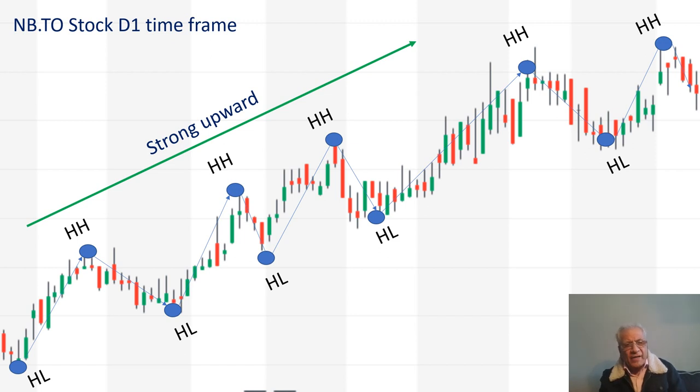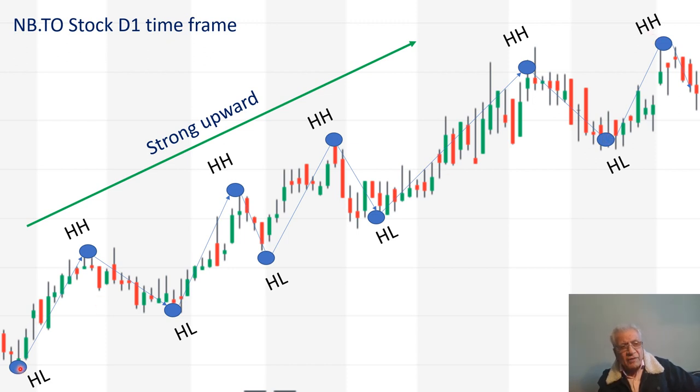This is again Yahoo Finance, and NB stock D1 time frame. Each candle represents one day of trading. Again, this is a strong uptrend, and we want to know exactly what a strong uptrend is and its characteristics. In a strong uptrend, you see the trend making higher high, higher low, higher high, higher low, higher high, higher low, and so on.